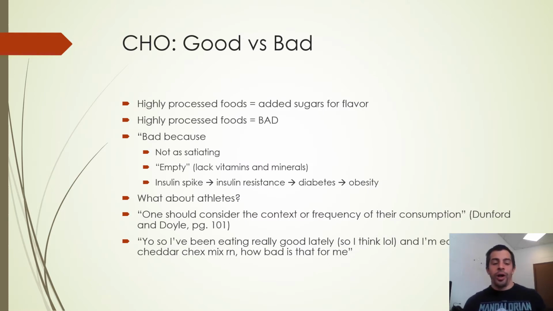This slide really should come in bullet pointed almost and appear. So it says highly processed foods are basically foods with added sugars for flavor, right? Highly processed foods equal bad. I kind of just wrote that. Well, you'll see. Why are they considered bad?